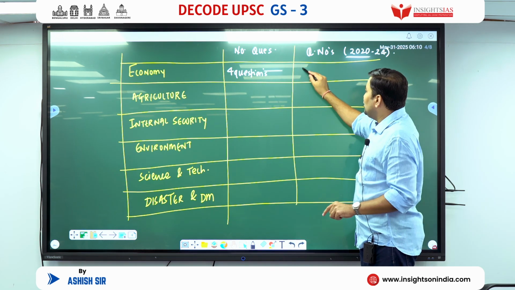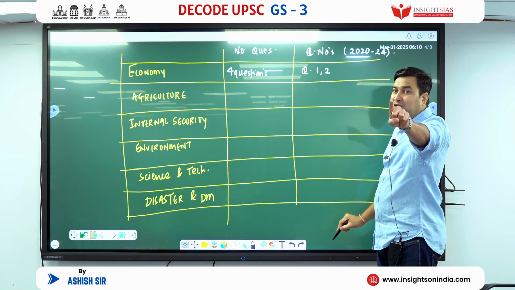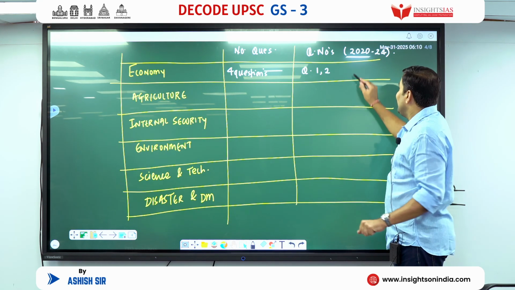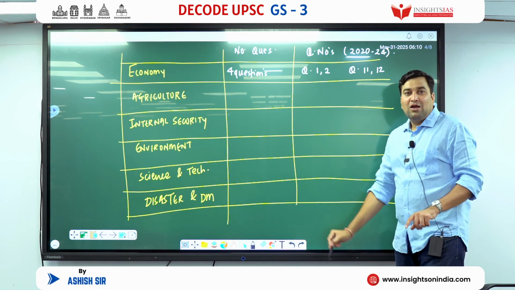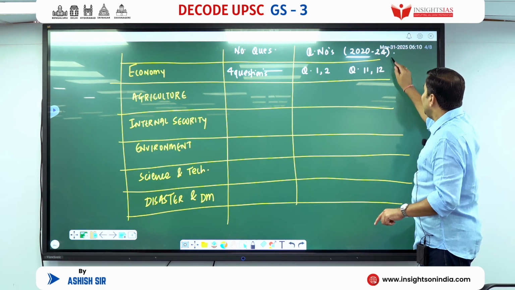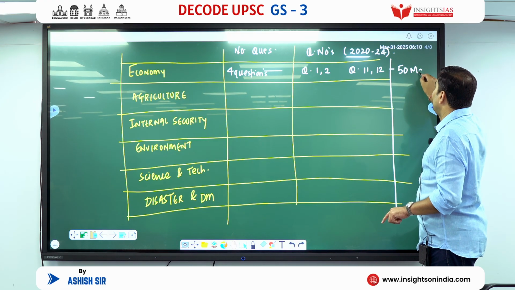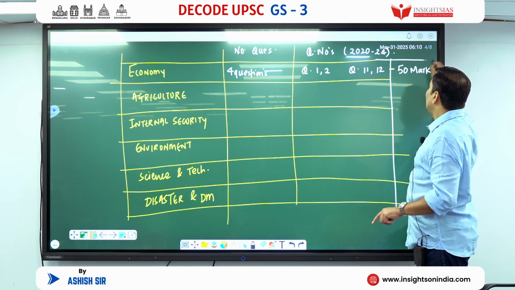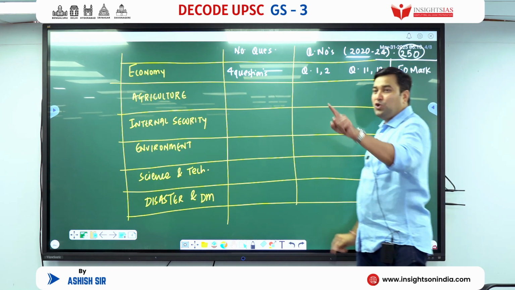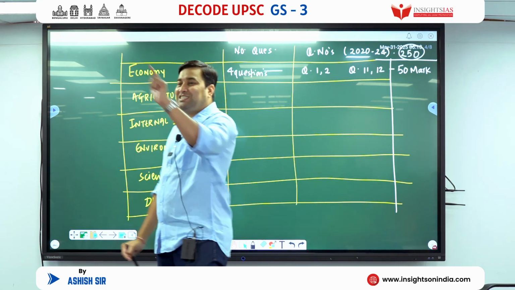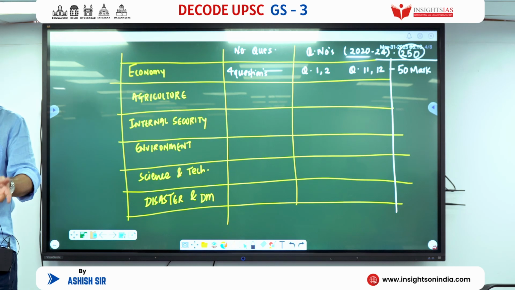Which? Question number 1, question number 2. Both of these are 10 markers, that is 20 marks. Question number 11, question number 12. That means overall only 50 marks of the paper out of 250 belong to economy, and you give your maximum time only to economics preparation. Then how are you going to score?